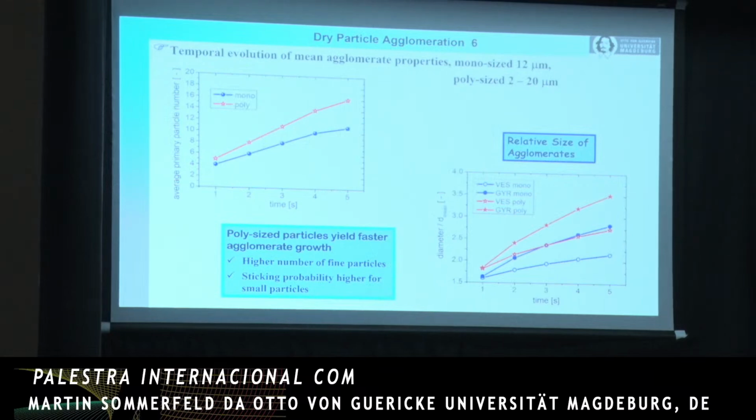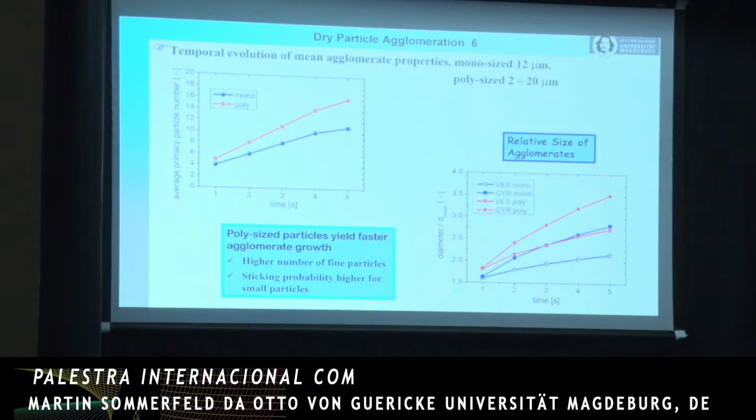Okay, we can also take mean values and look at the difference between mono-sized particles and poly-sized particles with the same mean size. So the mean size here is also 12. And you see mono-sized, and this is time again, average particle number in the aggregate. It's slightly growing, but if you have a poly-sized size distribution, it's growing faster because you have more fine particles. Finer particles have stronger adhesion forces and stick more easily to the aggregate. So there's pretty much physics included in this model.